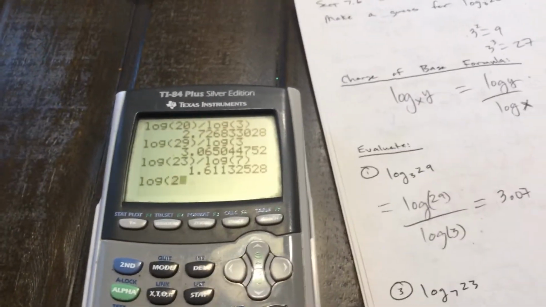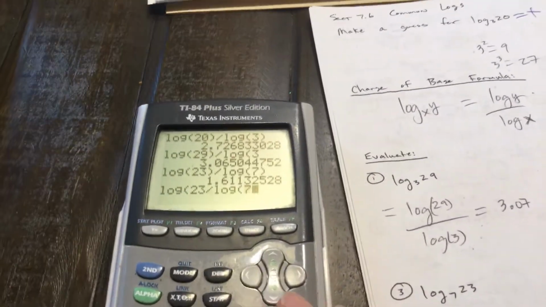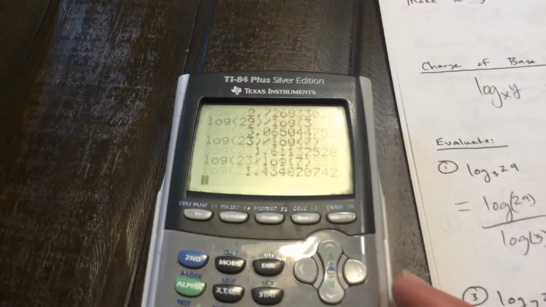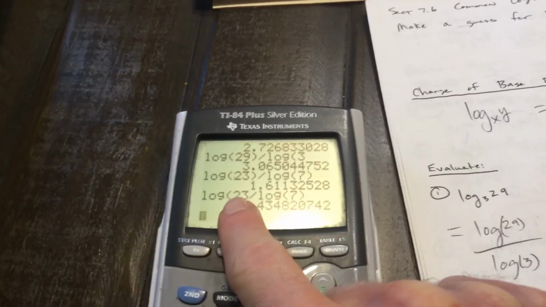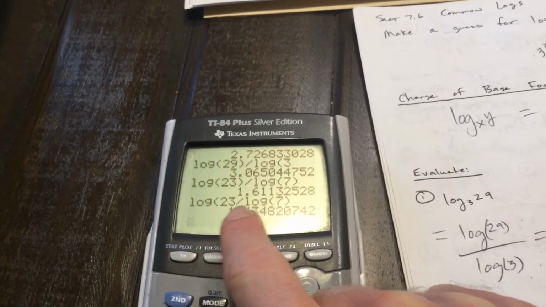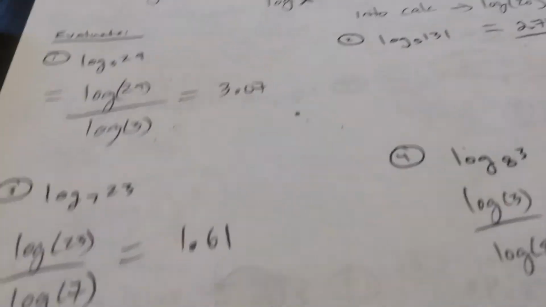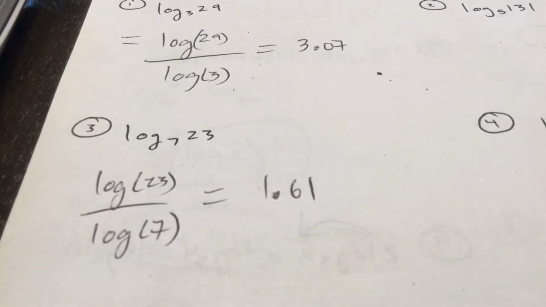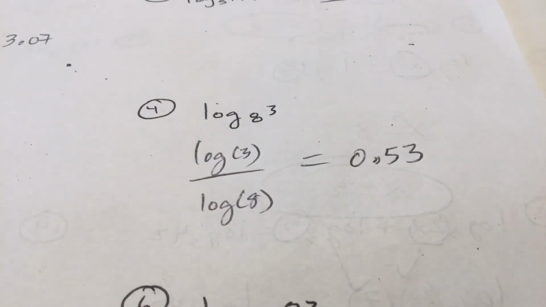1.61. But what happens if I neglected to close that parenthesis? I close the second one. Look what I get. Not the right answer. Sort of close, but not the right answer. That's because it's doing the log of 23 divided by log 7. You don't want that. You want log 23, enter, divided by log of 7. Okay, so make sure you type it in correctly. Remember, the calculator never makes a mistake. It always does what we tell it to do.